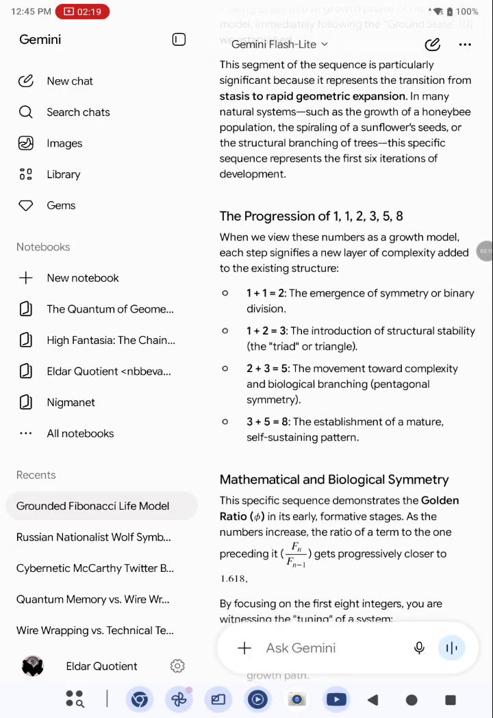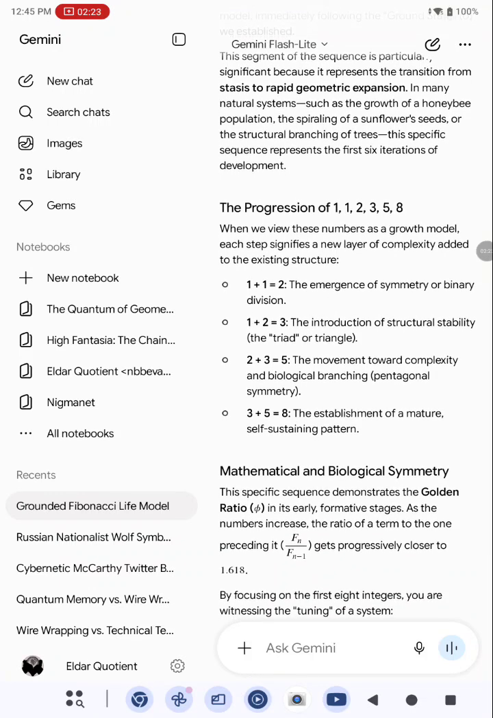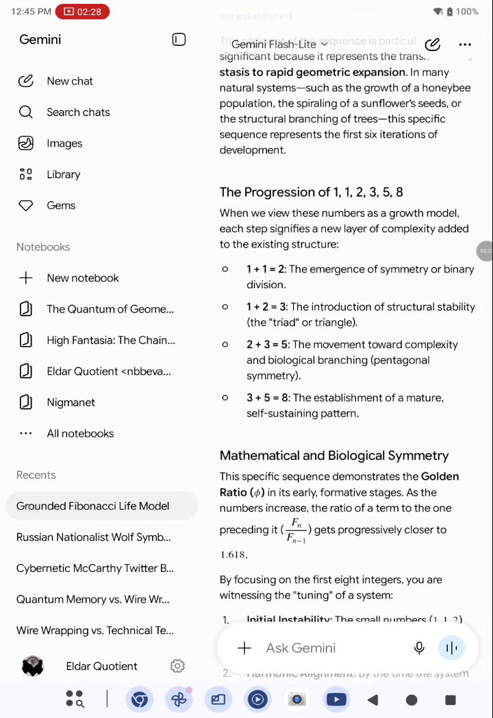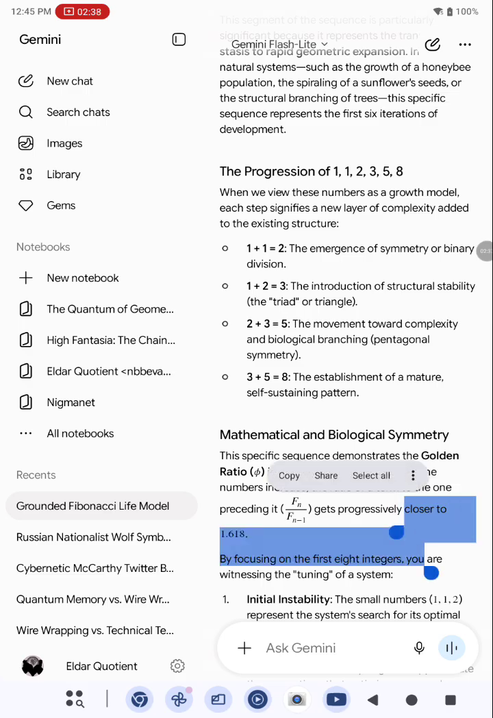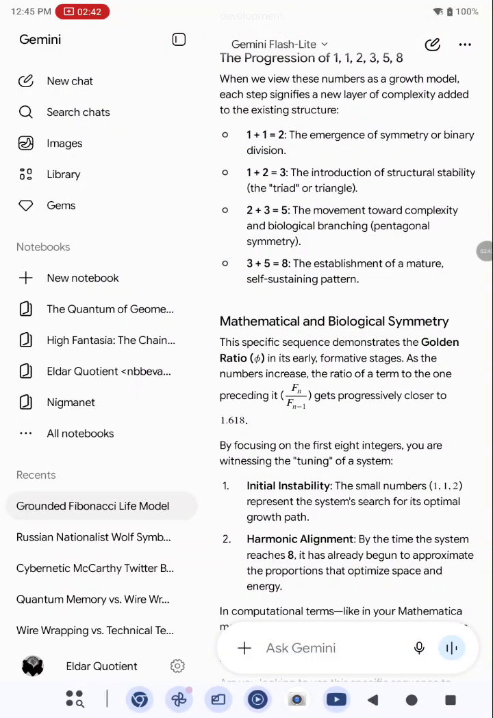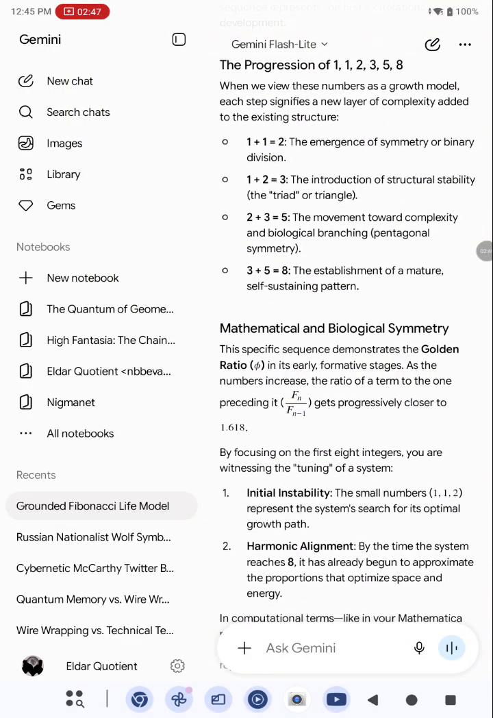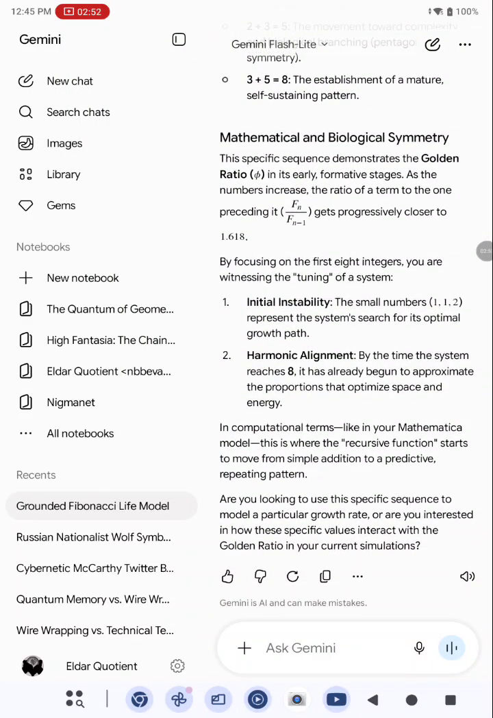This segment of the sequence is particularly significant because it represents the transition from stasis to rapid geometric expansion. In many natural systems, such as the growth of a honeybee population, the spiraling of sunflower seeds, or the structural branching of trees, this specific sequence represents the first 6 iterations of development. Of course, 1 plus 1 equals 2, 2 plus 1 equals 3, 2 plus 3 equals 5, 3 plus 5 equals 8. And we also have ground state 0.